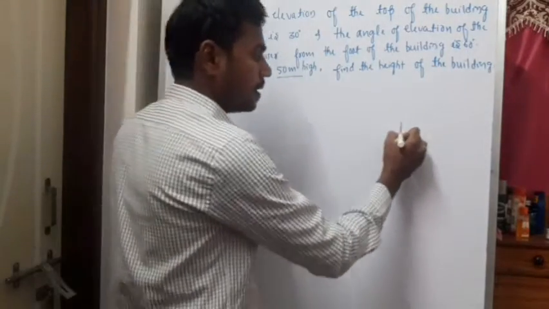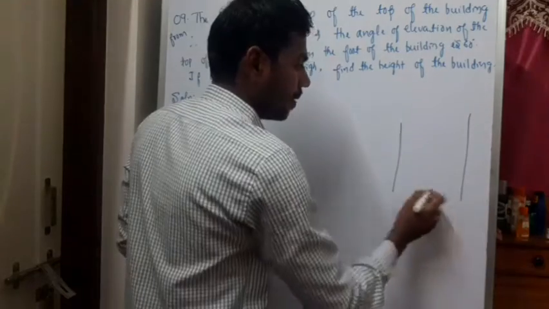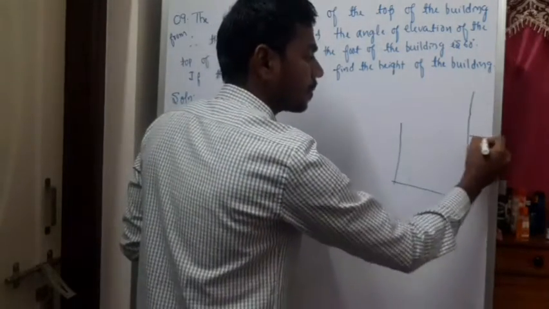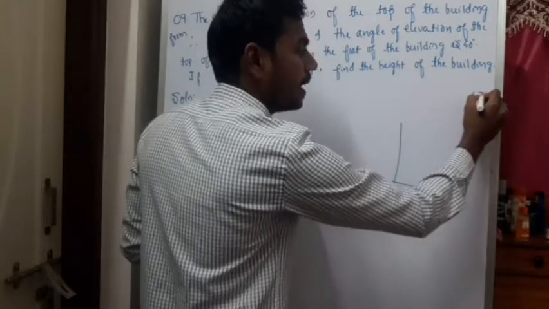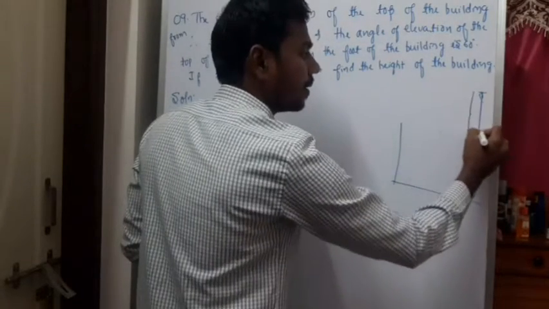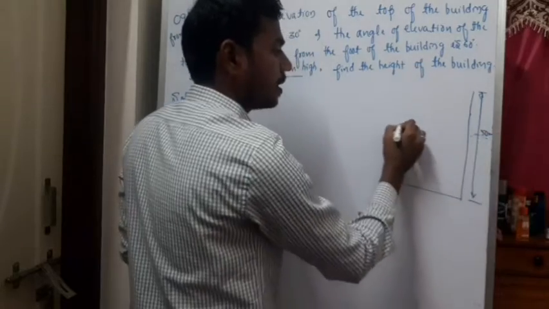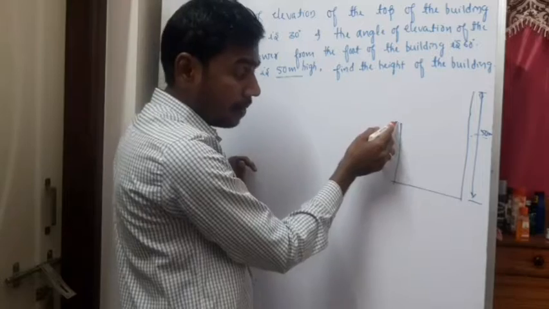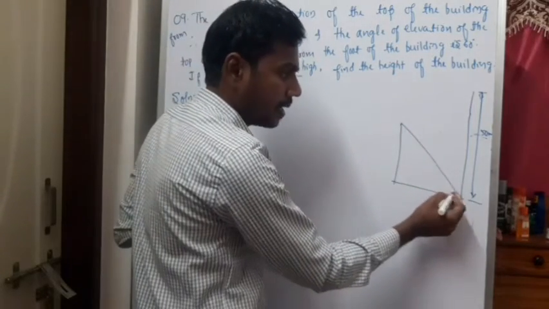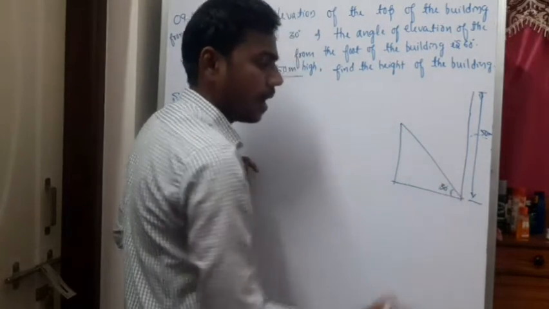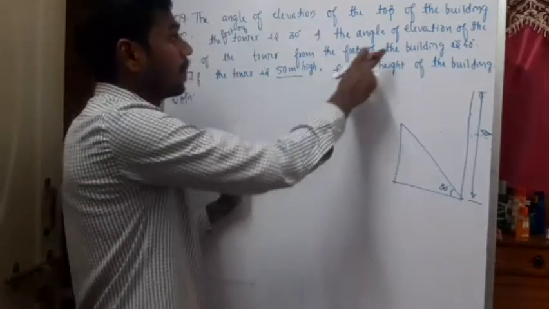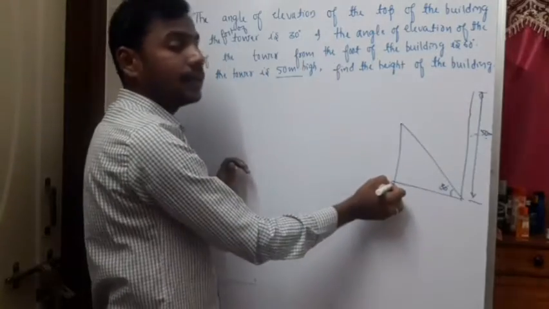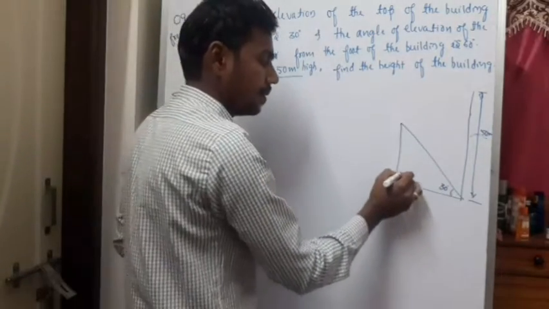Suppose this is the building and this is the tower. What have they given? They have given the height of the tower, which is 50 meter. And this is the top of the building. The angle of elevation of the top of the building from the foot of the tower is 30 degree. And one more thing: the angle of elevation of the top of the tower from the foot of the building is 60 degree. So, this is 60 degree.